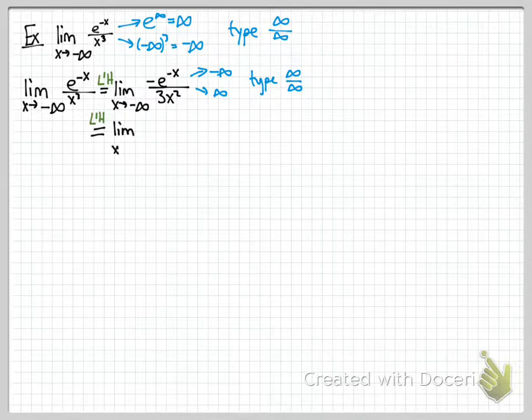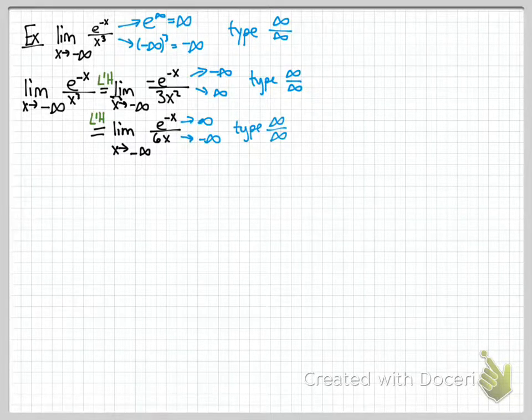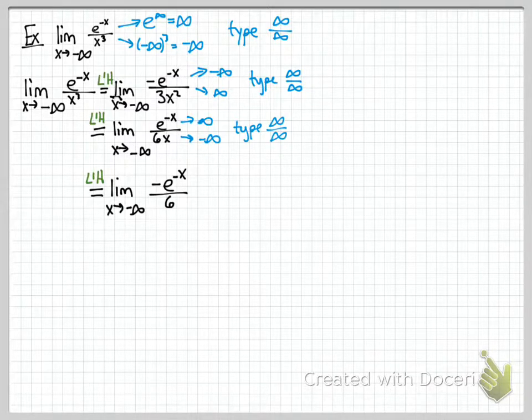That is, I get to take the derivative of the top, which now goes back to being e to the negative x, and the derivative of the bottom, which is 6x. But hey look, e to the negative x is approaching infinity, and 6x is approaching negative infinity, so I still have an infinity over infinity situation. So I get to use L'Hopital's rule again. The derivative of the numerator is negative e to the negative x, and the derivative of the denominator is 6.